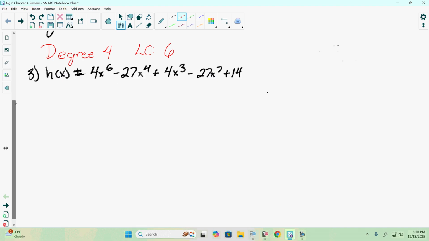And our last one here, 4x to the 6, negative 27x to the 7th, 4x cubed, negative 27x to the 4th, 14. They hid the biggest exponent right here. It tells us the degree is going to be 7. Leading coefficient is going to be the number in front of that variable with the biggest exponent, negative 27.